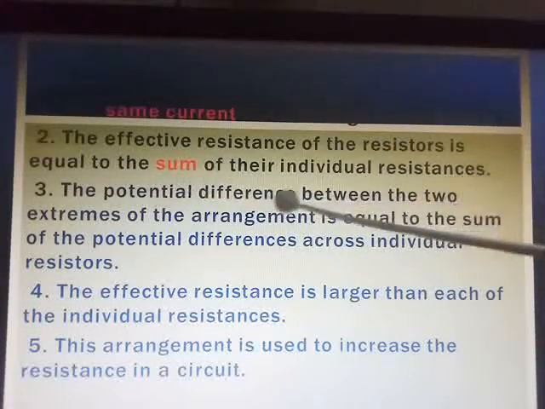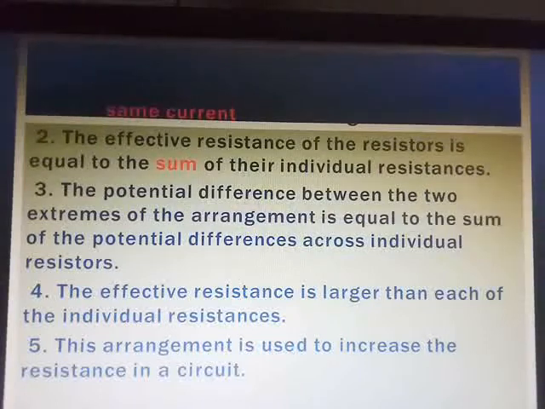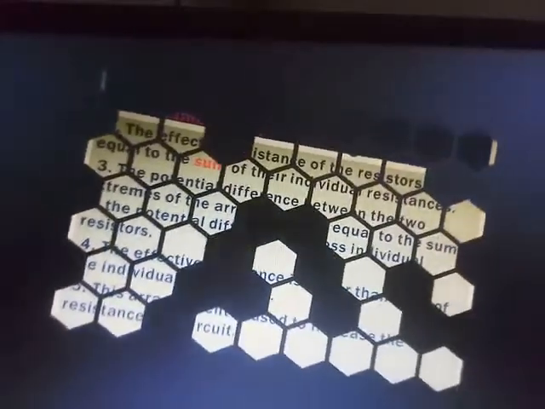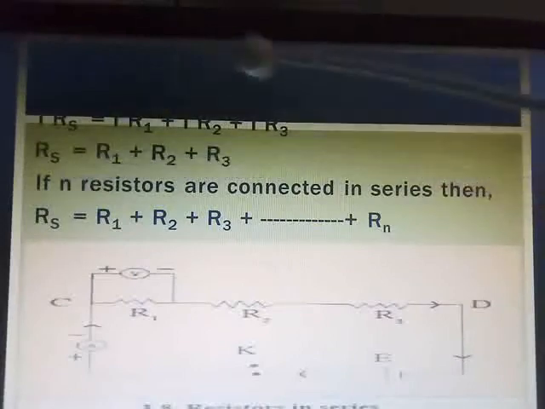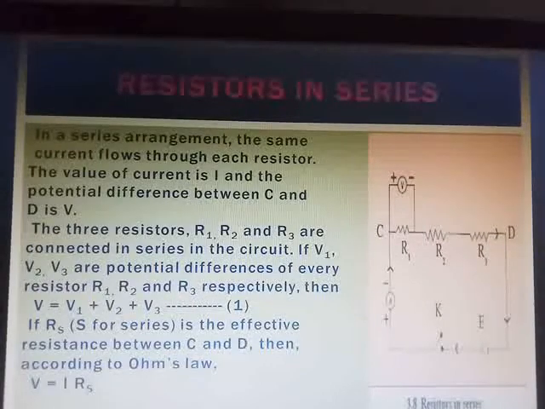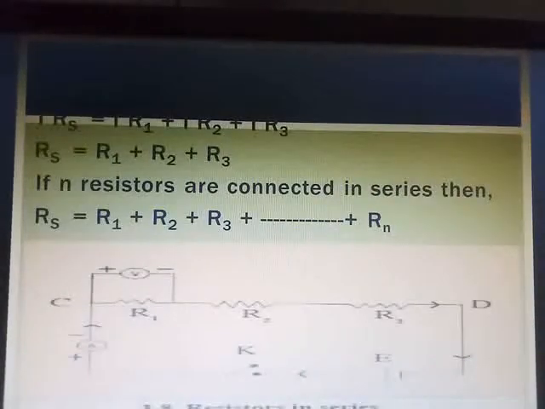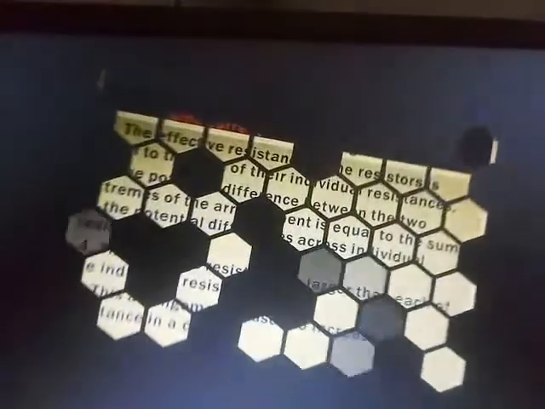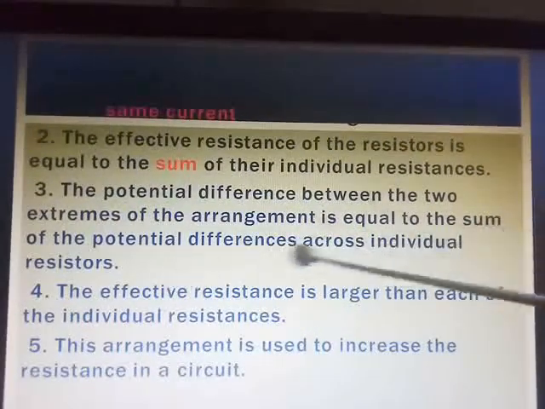Third, the potential difference between the two extremes of the arrangement is equal to the sum of potential differences across each resistor. Here you can see the total potential difference V was equal to V1 plus V2 plus V3. So your total potential difference is what? Total potential difference is the sum of the voltages across each resistor.